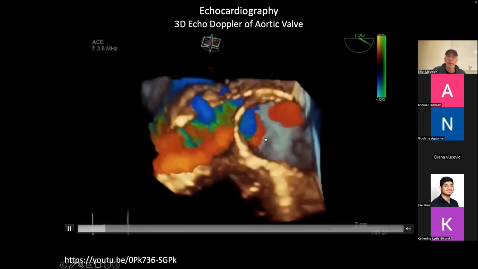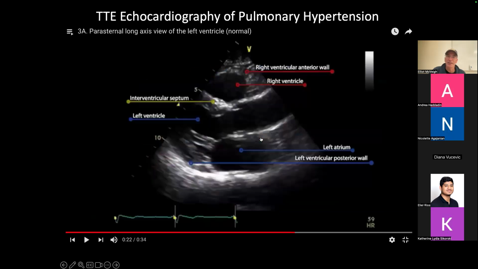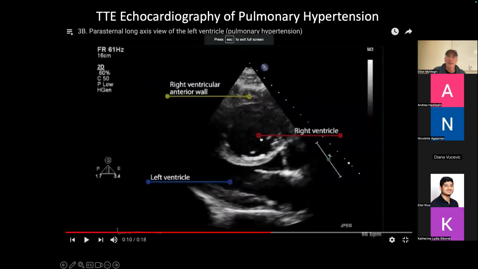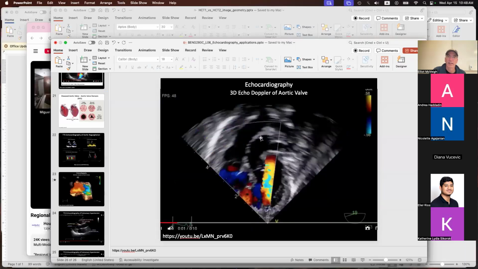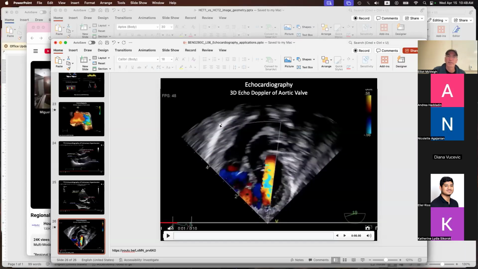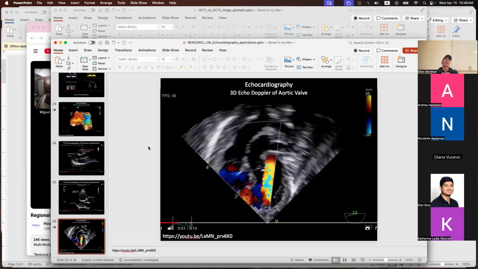This doesn't look too bad. Look, this is two little dots there. Okay, we've come to the end. Great. So that's echocardiography.